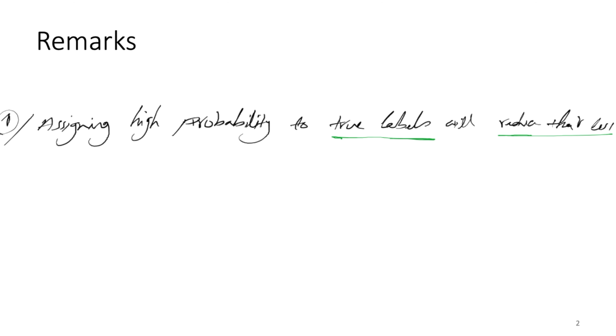As I mentioned, logistic regression gives you a probability between 0 and 1. So when you predict a true value, a correct value, with high confidence level, or what we say here with high likelihood, which means that the probability was high, when you predict the correct value with a high probability, your error will be reduced. So assigning high probability to true labels will reduce their loss function. So the last word is loss.